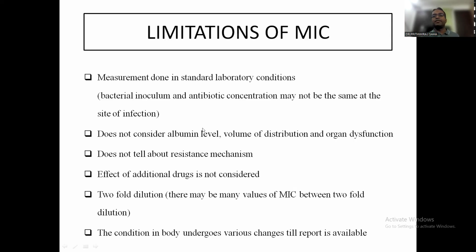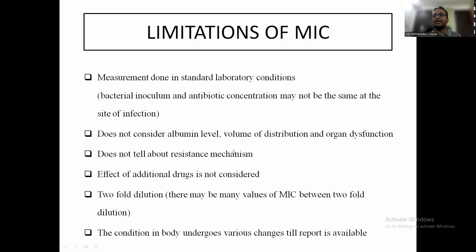So lesser will be the time of the drug inside the circulation. So it doesn't consider all these factors, whether the patient is on dialysis or ECMO, or the patient is having a normal or low albumin level. These are not considered while measuring MIC.